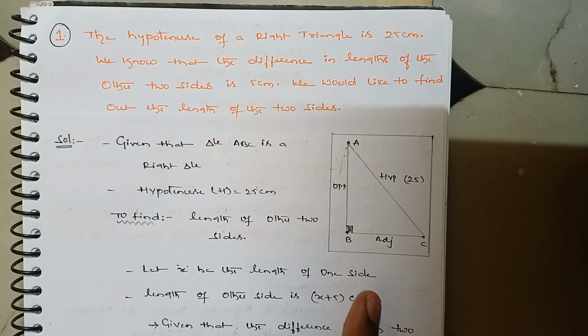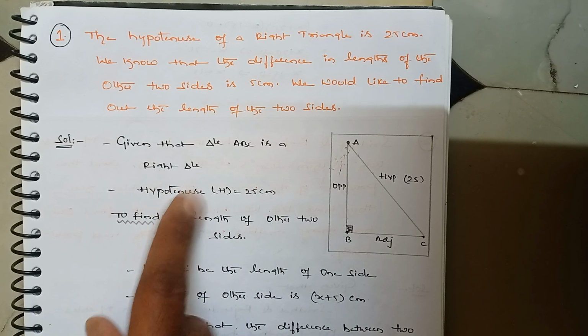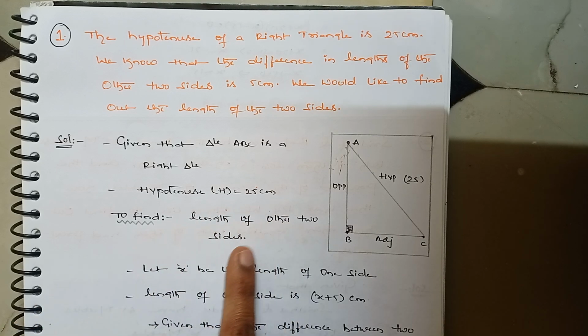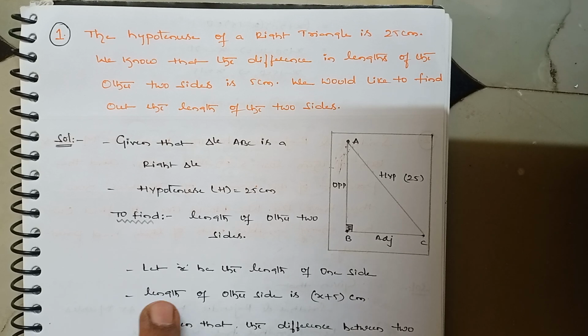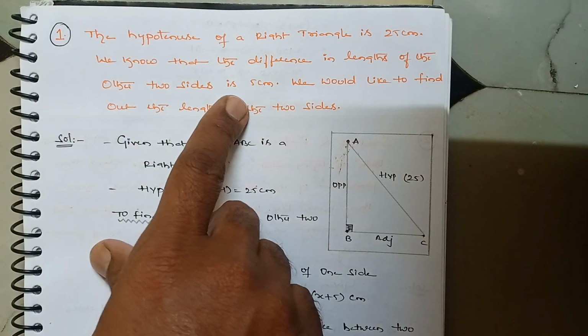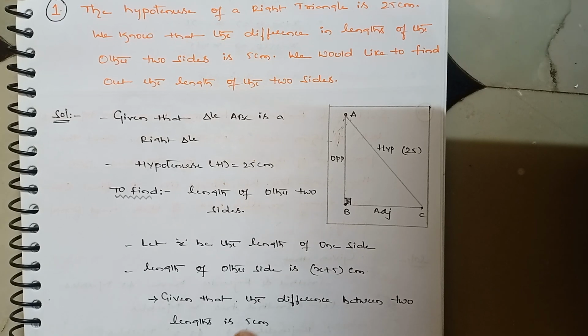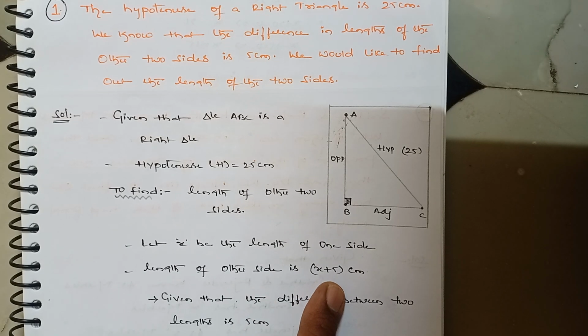Draw a rough right angle triangle, mention all the points, what is the hypotenuse, what is the opposite, what is the adjacent side, and mention what is given in the question. Given that triangle ABC is a right angle triangle and the hypotenuse is 25 centimeters, and we need to find the length of the other two sides. So let x be the length of one side. The other side is 5 centimeters more than that side, so we can take it as x plus 5.